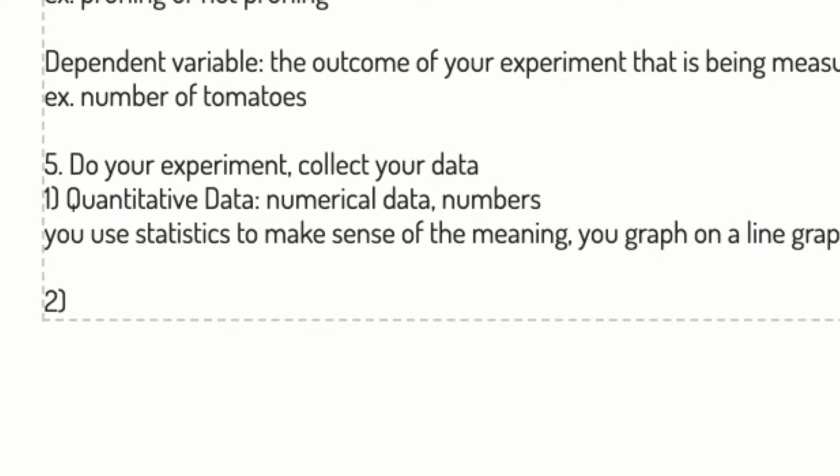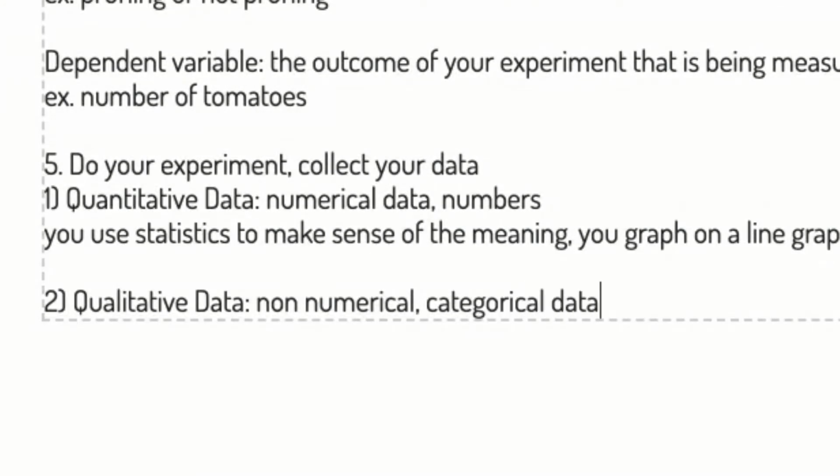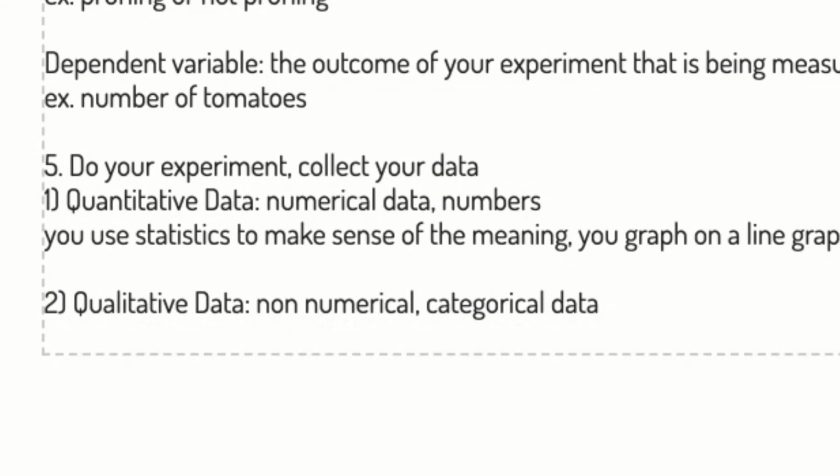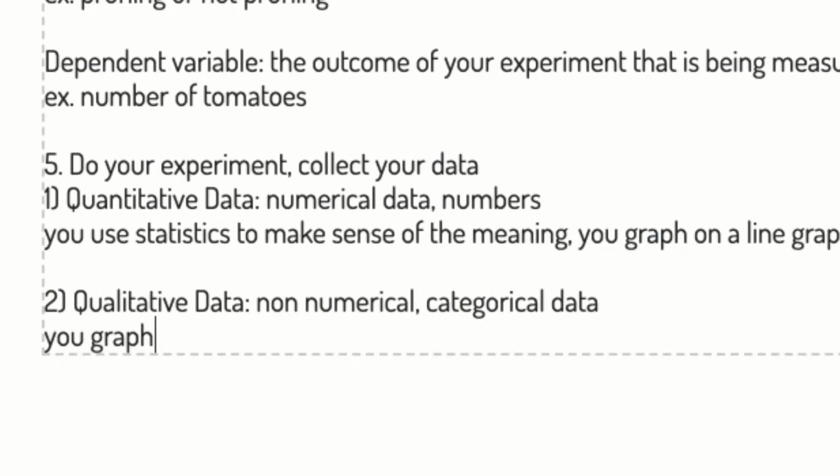The second type of data is called qualitative data. Qualitative data is non-numerical, and it's also known as categorical data. And these are things that are not numerical. So, for example, the redness of a tomato, so the color of the tomato, or the texture of the tomato, like is it crispy and crunchy, or is it mushy? Things like that. So anything that is not numerical. And when you have qualitative data, you graph this data on a bar graph.